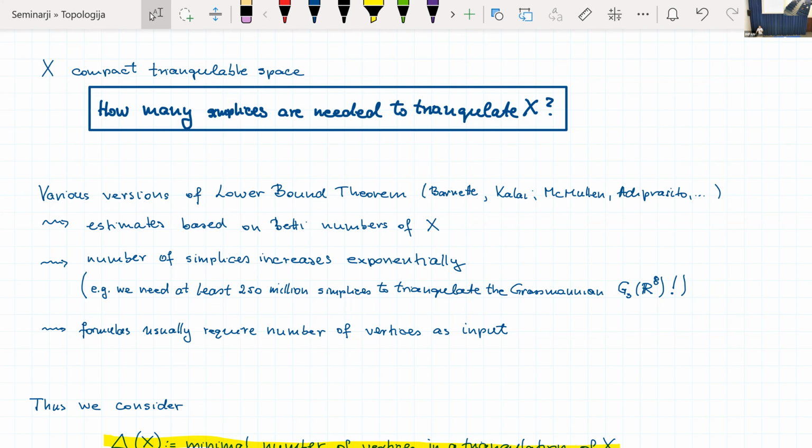And also for all of those theorems, usually the number of points is an input. So you start with the number of points that you have, and then you estimate the number of simplices or facets that you need to triangulate your space. So in this talk, I'm going to discuss only this base case. So what is the number of vertices that you need to triangulate some space?